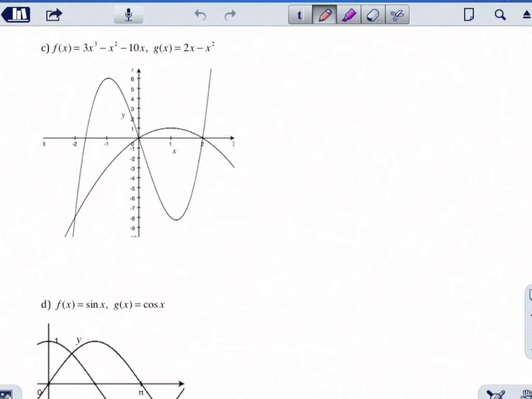Alright, so we just want to go through a couple more examples here, and in letter C we want to find the area between the two curves f of x equals 3x cubed minus x squared minus 10x, and g of x, which is 2x minus x squared. And that's going to be this curve right here. Now, in looking at this, we actually get 3 intersection points here, and we have 2 different regions that are bounded by these curves. So one of the regions is here, and then the other region is right here.